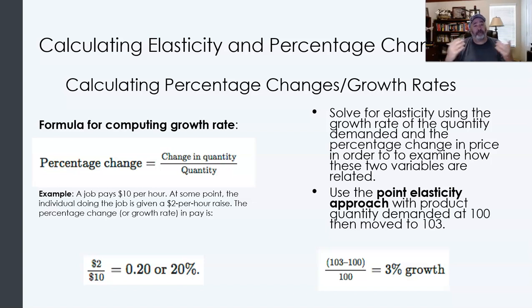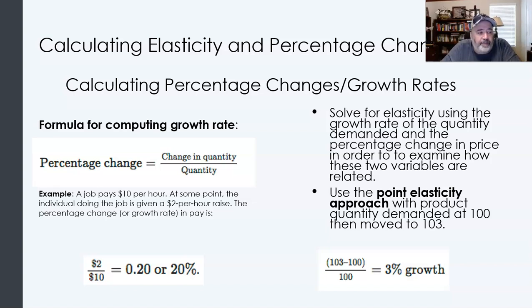And so I do new minus old divided by old, because that tells you which one to use. You're going to have a newer quantity. So if you look over on the bottom right where it says use the point elasticity approach with product quantity demand at 100, then move to 103. Well, the newer number is 103. Subtract 100 from that, and you're left with 3. You divide that by 100. That's where the 3% change comes from.